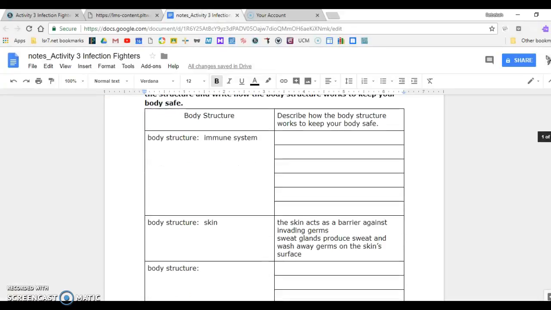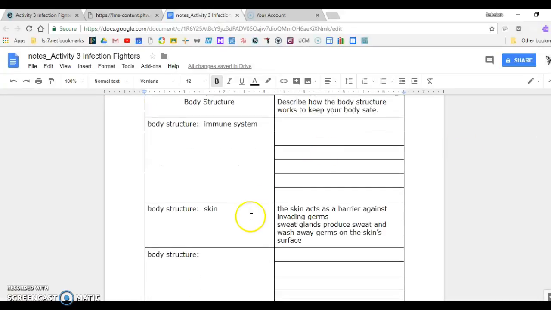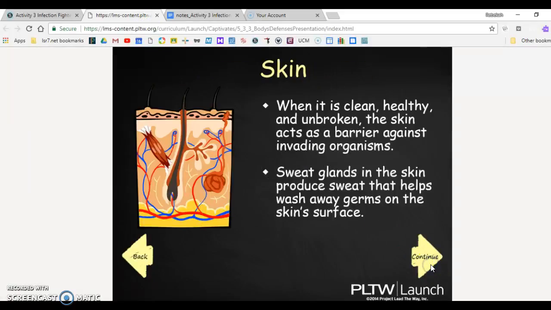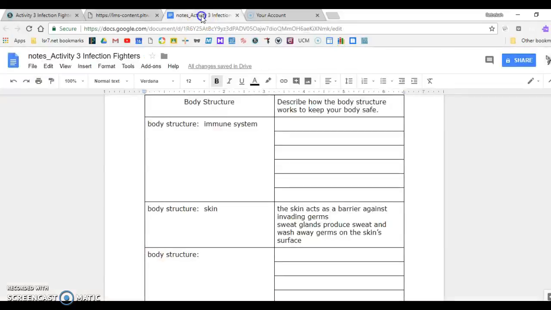One of the slides tells you about skin, and so I wanted you to see what it would look like. So I did skin for you. The body structure is skin. And then on this slide, I took what was most important and I explained how the skin helps keep us from getting sick. So you can see I wrote, the skin acts as a barrier against invading germs. Sweat glands produce sweat and wash away germs on the skin's surface. Okay? So that way you have an example on your notes page.